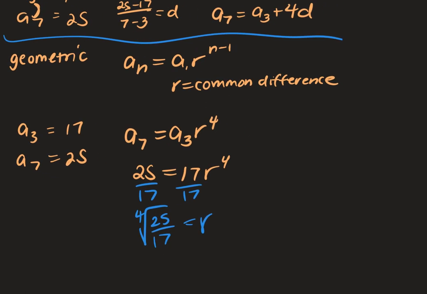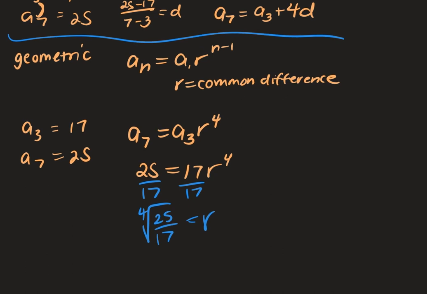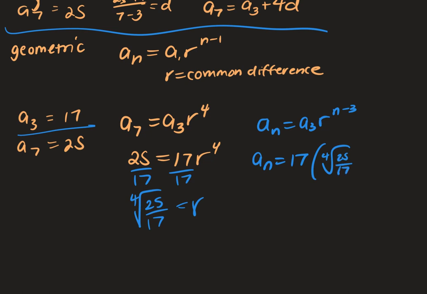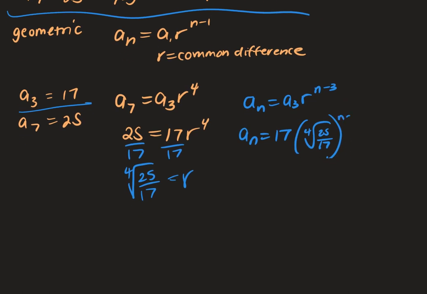Just remember, I could from here have to give an equation, and there's multiple answers for an equation. So if it's multiple choice, look for them. If it's more than one, obviously it will say select as many as, right? But if it was open-ended, I would take more than one answer, because you can either set it up with your A3, where it's AN equals A3 times R to the N minus 3. So it'd be AN equals 17 times the fourth root of 25 over 17 to the N minus 3.